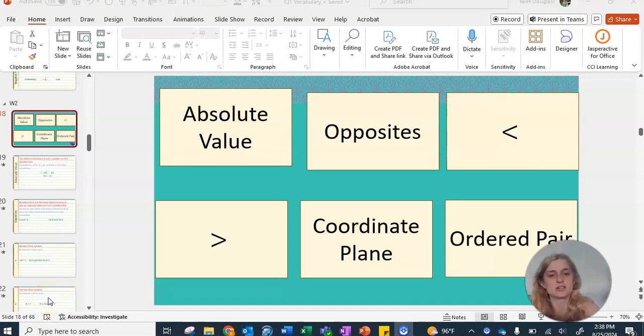All right, so these are the 6 words that our flashcards are for today. Absolute value, opposites, this symbol here, which is a less than symbol, its opposite, which is the greater than symbol, coordinate plane, and ordered pair. You should already have these 6 cards written down from in class, so your homework is to write down their definitions. Let's do the first one.